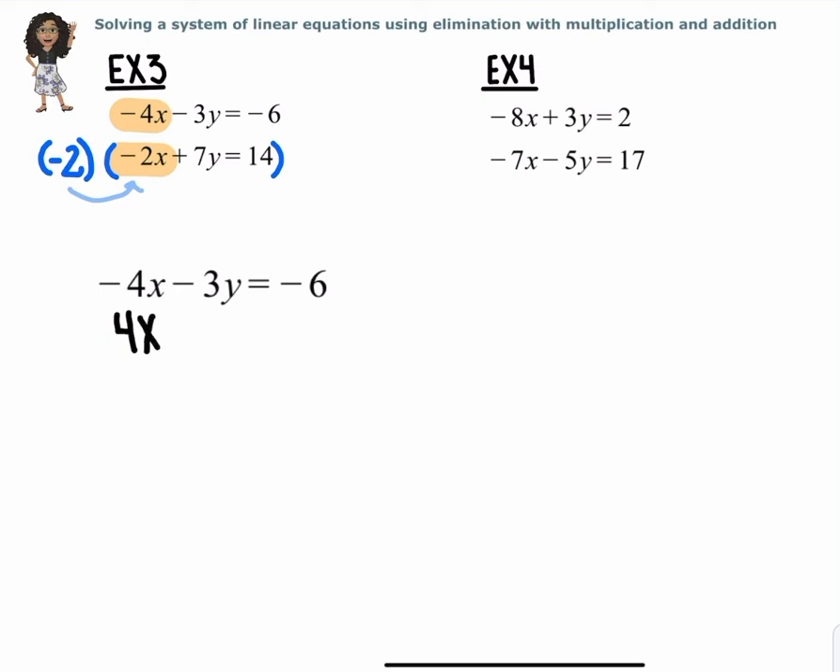And then -2 times 7y is -14y. And -2 multiplied by 14 is -28. I chose to multiply this equation by -2 because that's the number that is going to make my x's opposites.